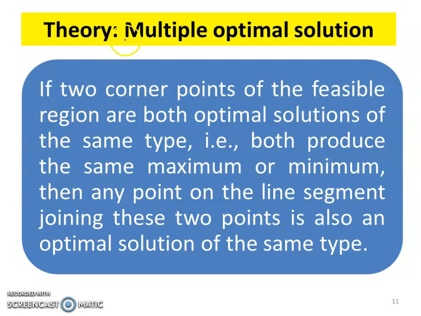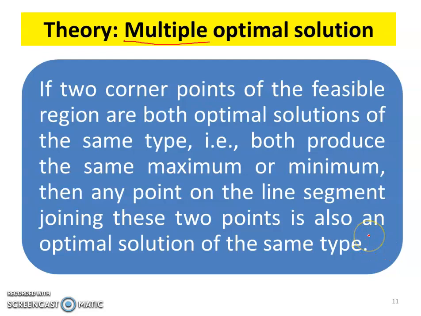Again, if you have multiple optimal solutions, that is, if two corner points of the feasible region are both optimal solutions of the same type, both producing the same maximum or minimum, then any point on the line segment joining these two points is also an optimal solution of the same type.